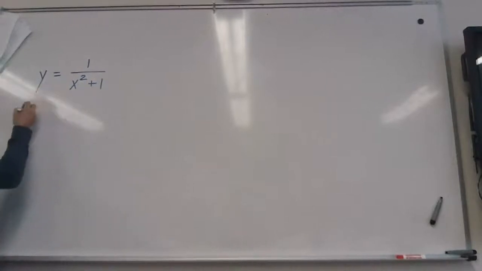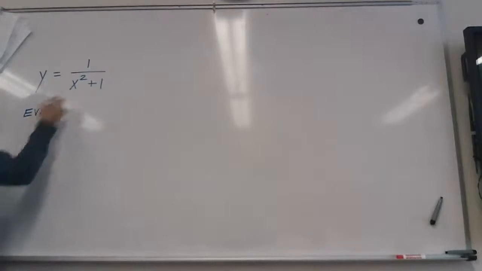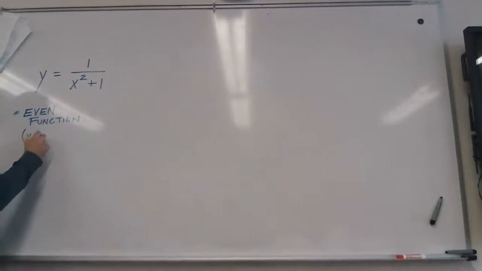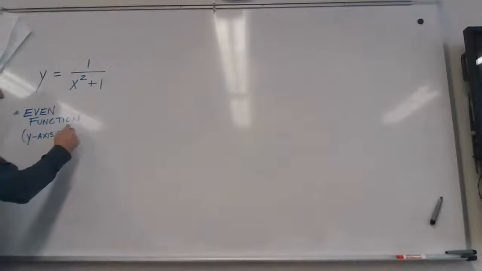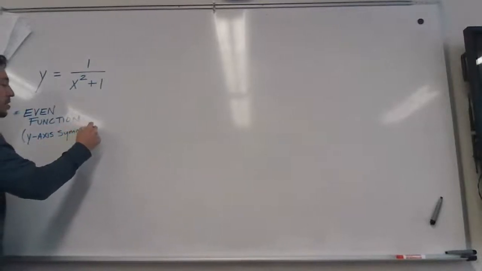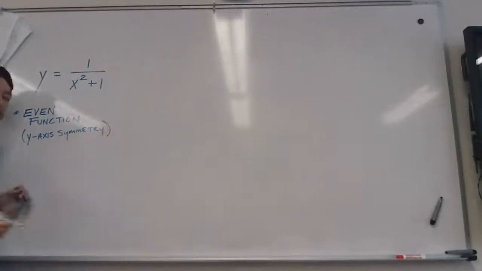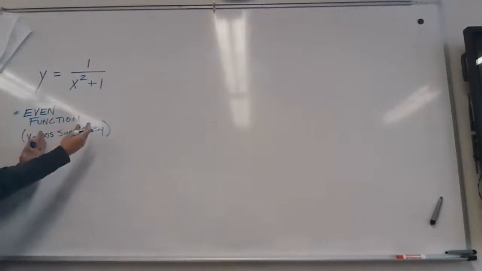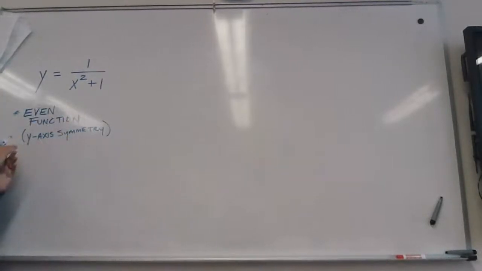Let's just start with this. I'll tell you, this is an even function. Now, this is just a fancy word for y-axis symmetry. So it's actually nothing really new. We've dealt with symmetry in school for years, right? Y-axis symmetry means that there's a symmetry across the y-axis.